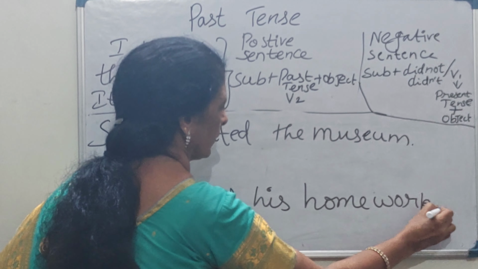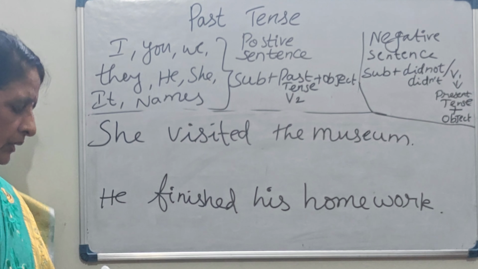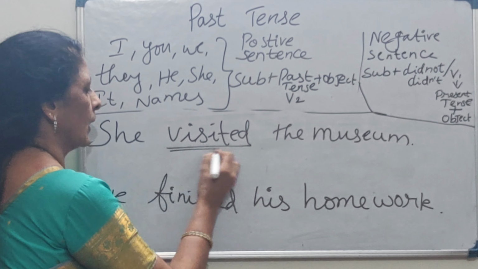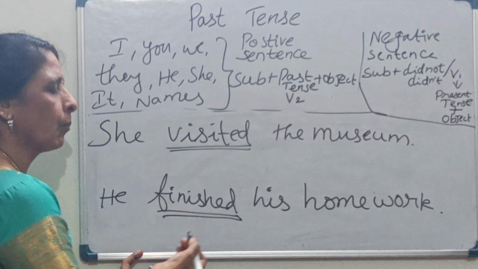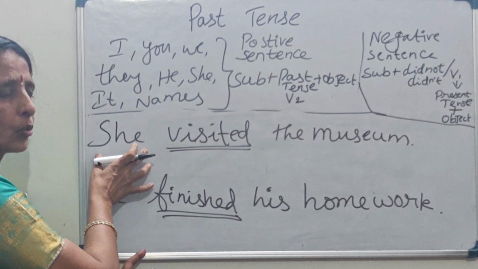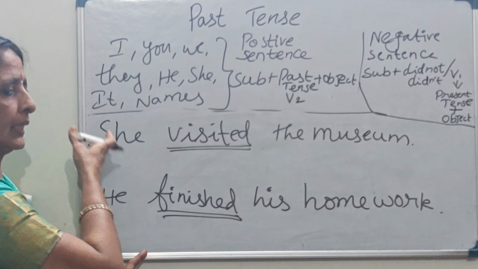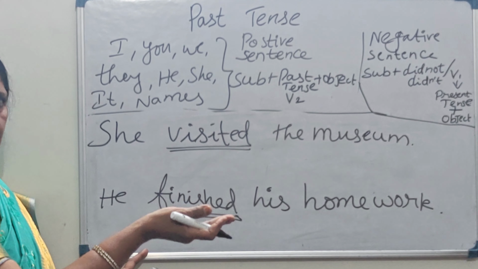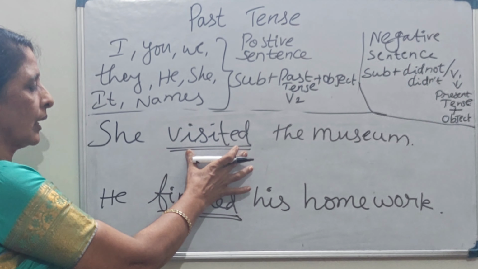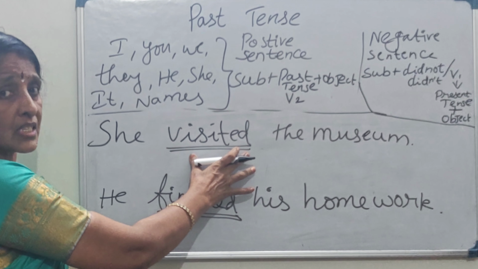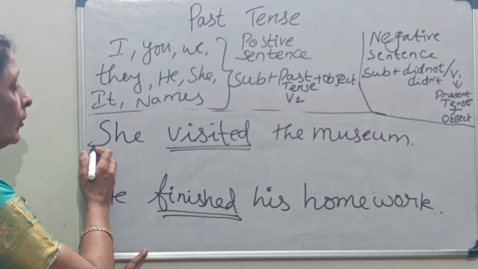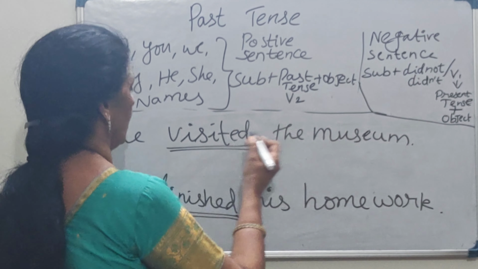This action is completed in the past. Then only we should use sentences like this. Okay. Now you see here, this is only positive past tense. Now you have to know the subject first. Whether he or she, we can also say they visited, we visited. But to write or speak in past tense, you have to use visited, finished, like that only.